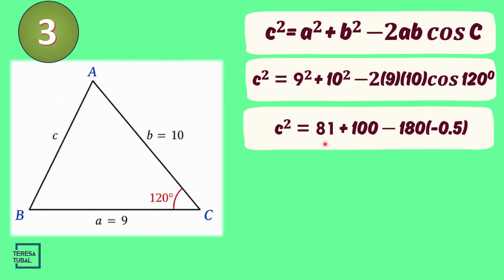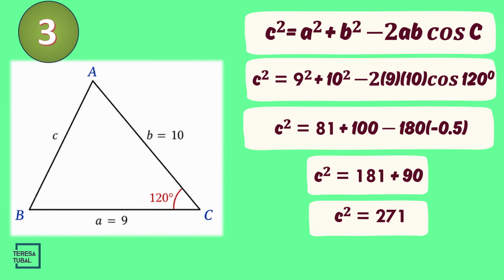Let us add 81 plus 100, that is 181. And then negative 180 times negative 0.5, that is positive 90. 181 plus 90, that is 271. So c squared is equal to 271. And then write the square root. The square root of c squared is c. Square root of 271, that is 16.46. So our side c is equal to 16.46.